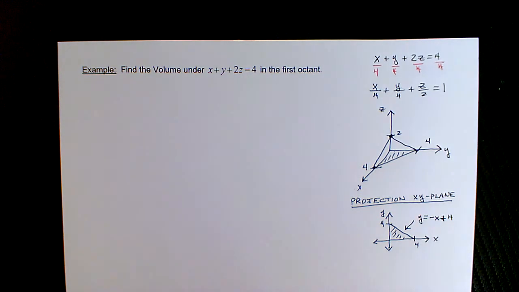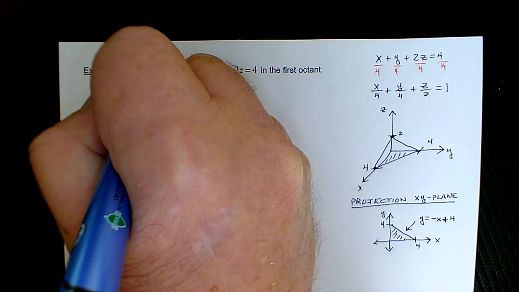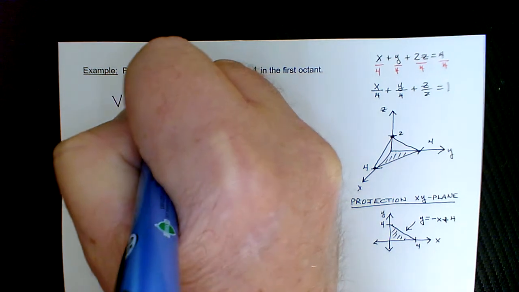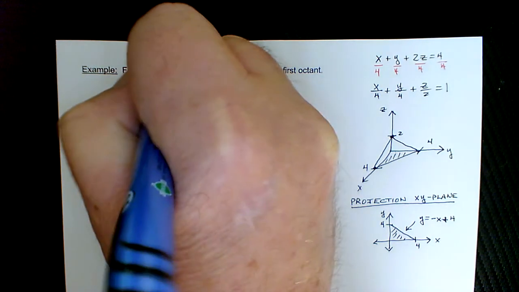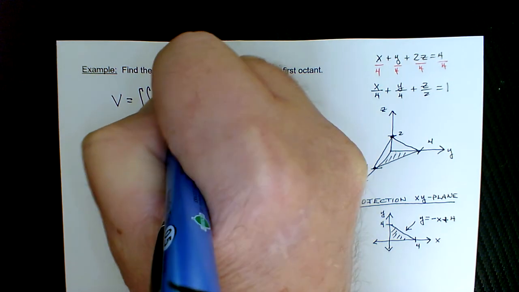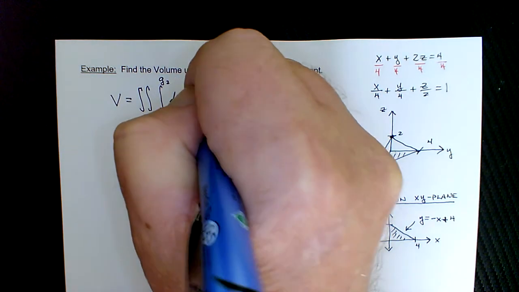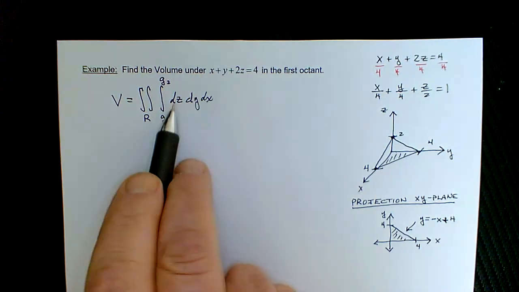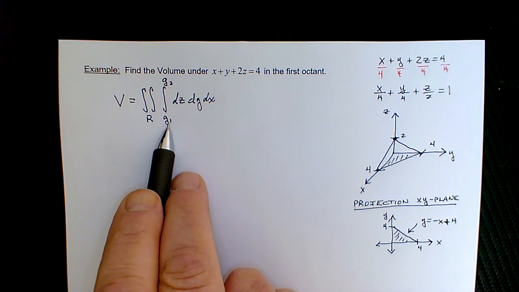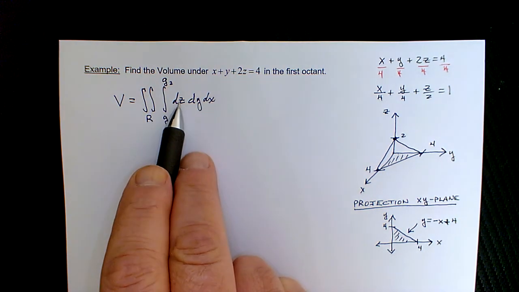The y-intercept is 4. Okay, so for the volume, the formula for the volume is the double integral over the region from, I'll call it G1 to G2 of dz dy dx, or dx dy, it's your choice. But I'll go with dy dx here. But it's always dz first. And these functions, g1 and g2, have to be in terms of z.